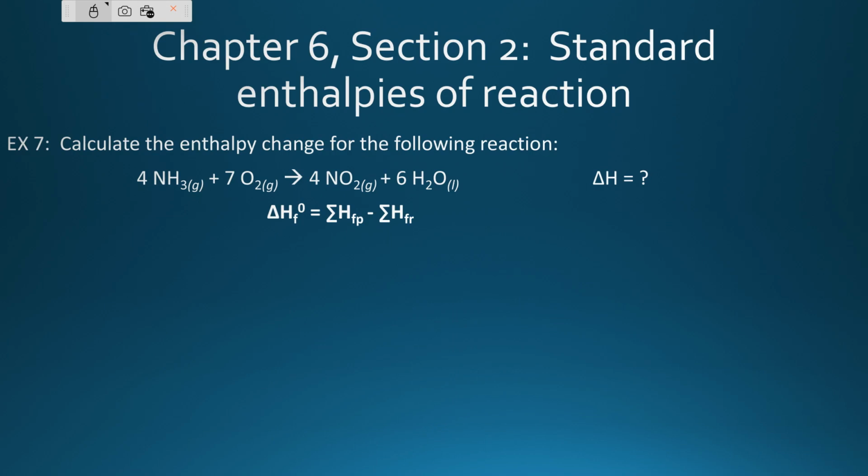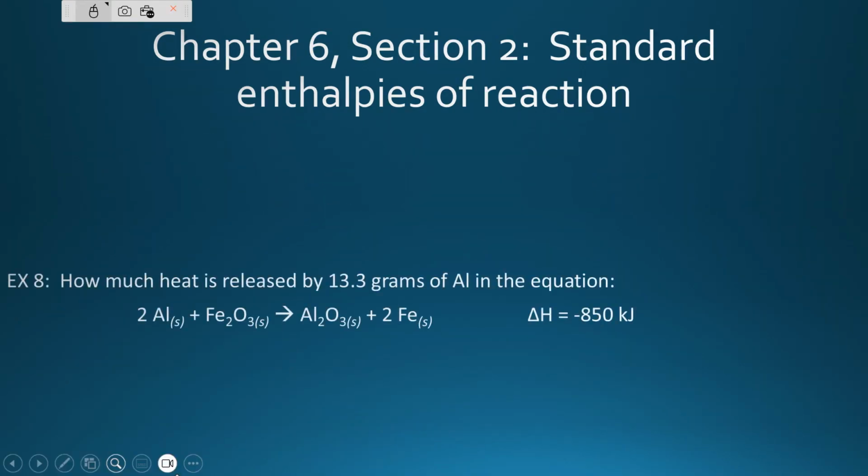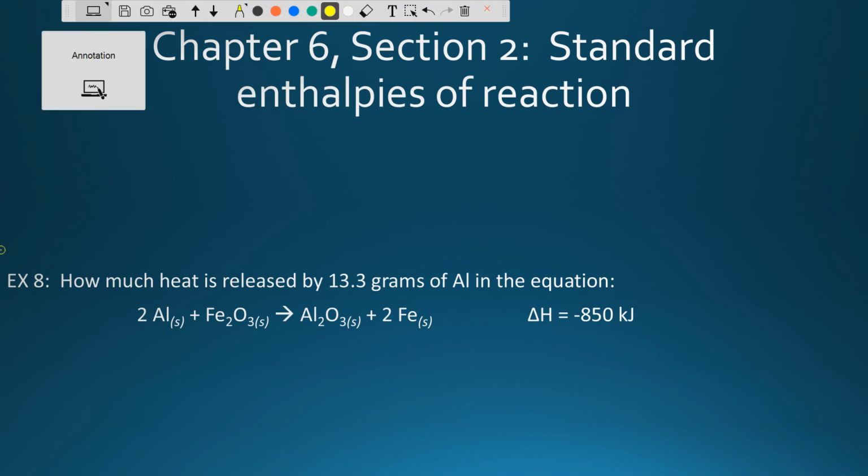Okay, one last thing to take a look at, and this can be solved in a couple different ways. We could do this as a regular stoichiometry problem. We know how to do this from section 1. I see that we have 13.3 grams of aluminum, and we want to know how much heat is released if I have a delta H of negative 850.